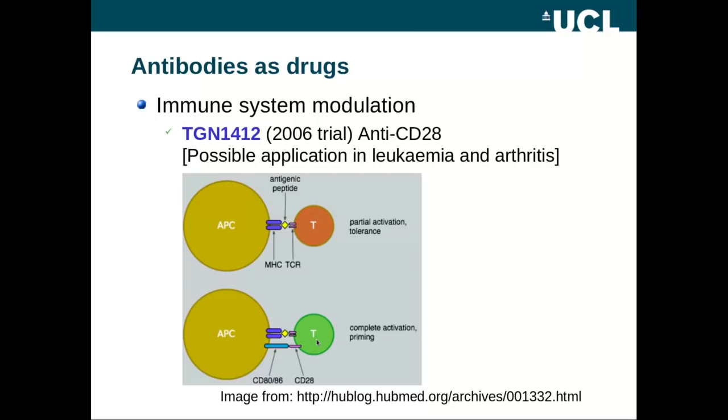Now, what TGN-1412 was designed to do was to bind to CD28 and activate T cells without this MHC restriction happening. And the drug company called TeGenero, who were doing this trial, said this had possible applications in leukemia and in arthritis. Now, in leukemia, you would probably be wanting to boost the immune system. In arthritis, you'd be wanting to damp down the immune system. So it's not really clear that they knew what they thought this would be useful for.